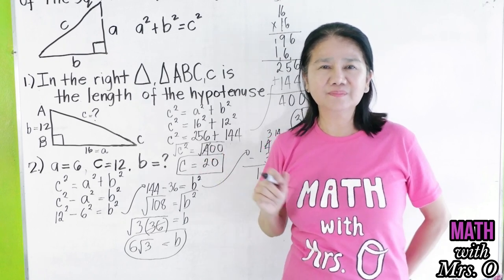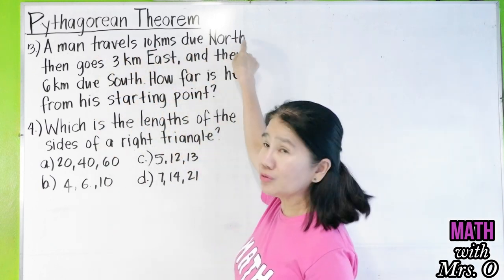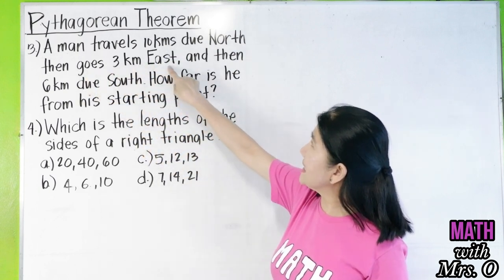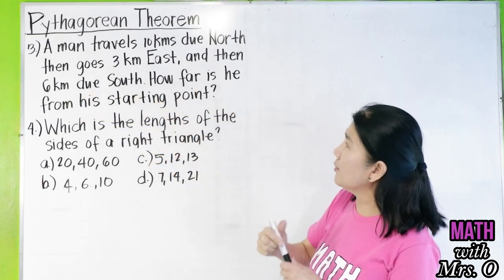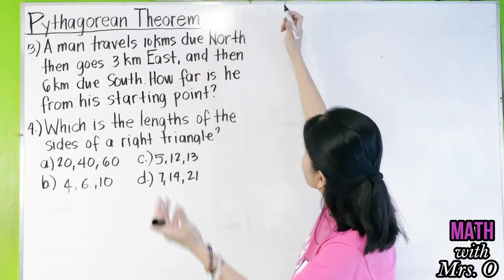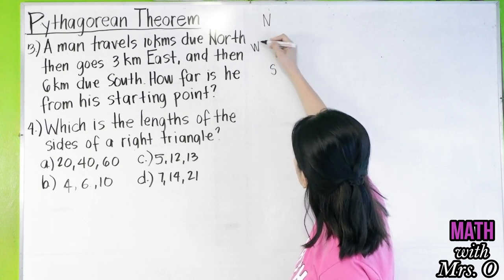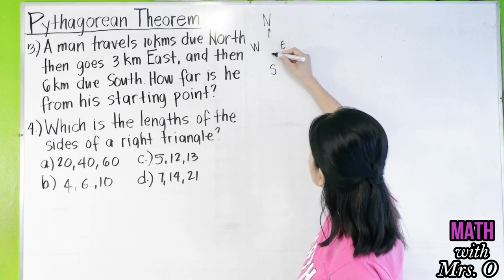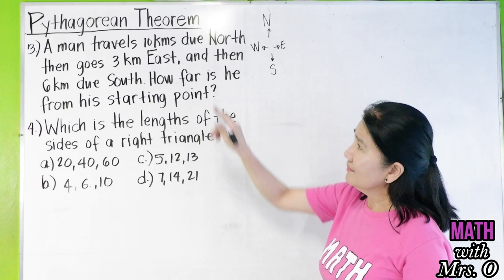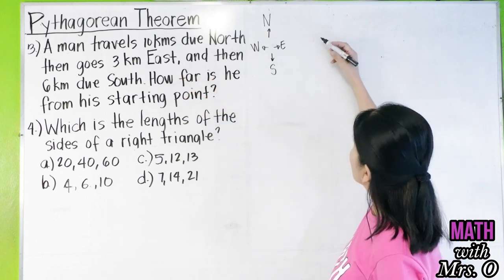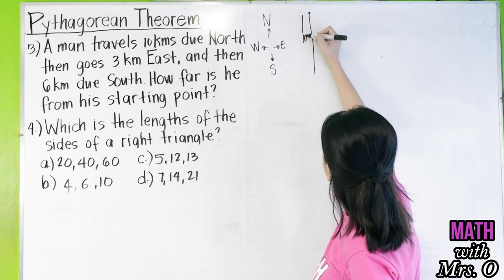Let's move to the third example. Let me read problem number 3. A man travels 10 kilometers due north, then goes 3 kilometers east, and then 6 kilometers due south. How far is he from his starting point? Let us remember that when we have directions like this, up is north, down is south, left is west, right is east. It says in the problem that the man travels 10 kilometers north. So you go up, there, 10 kilometers. There, that's 10.